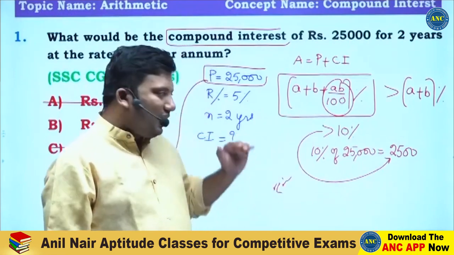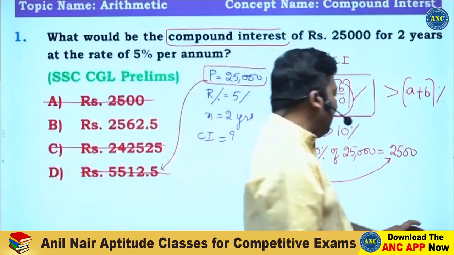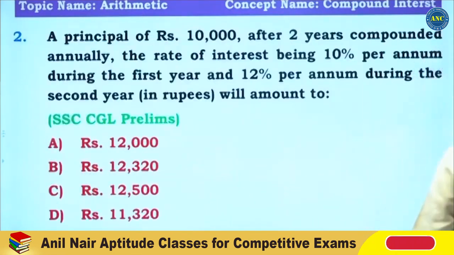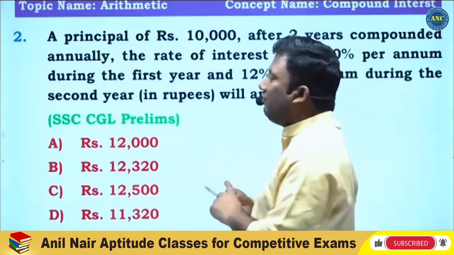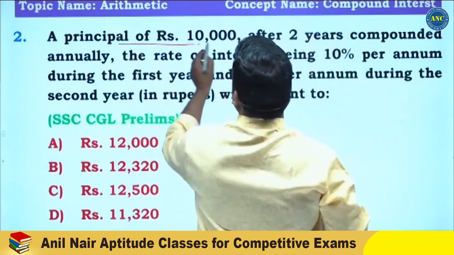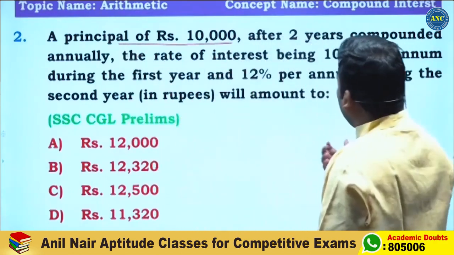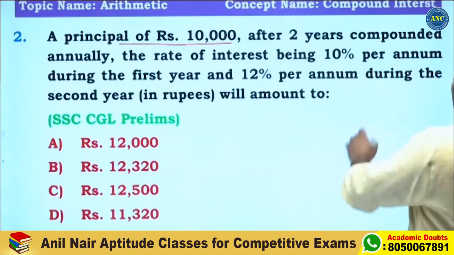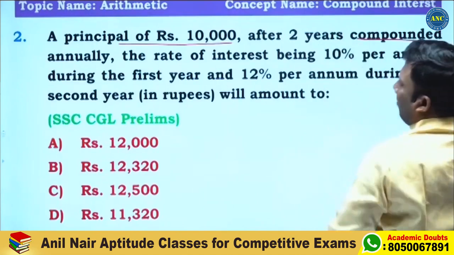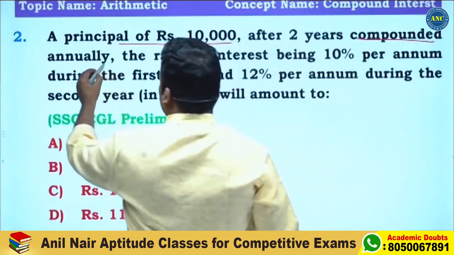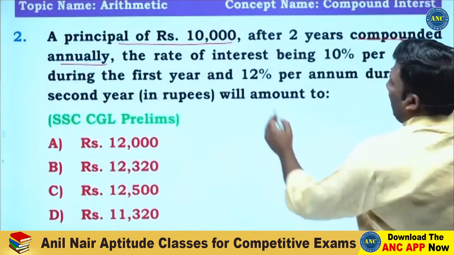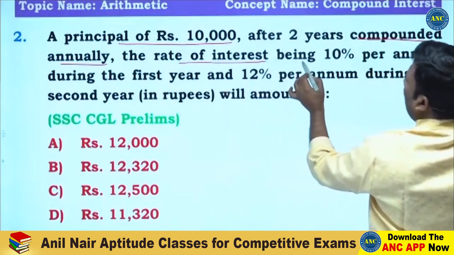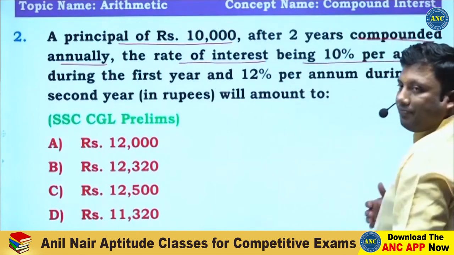Is the idea clear? First question, I hope the idea is very clear. Second one, now see here, a principal of rupees 10,000. Principal is the sum which I took. After 2 years, compounded annually. Question is on compound interest. This is also clear. The rate of interest being 10% per annum. Rate of interest is called percentage increase.